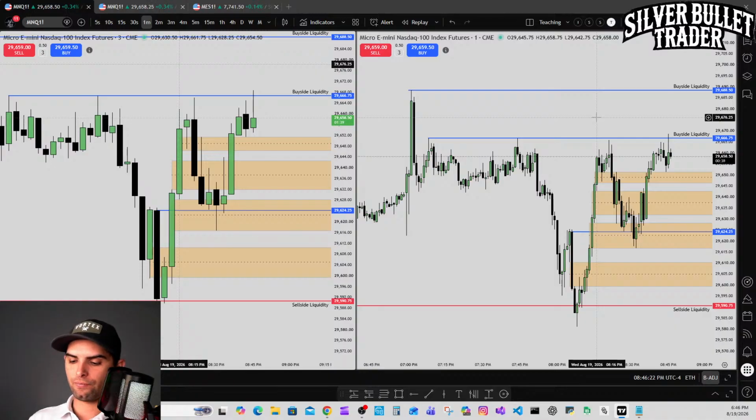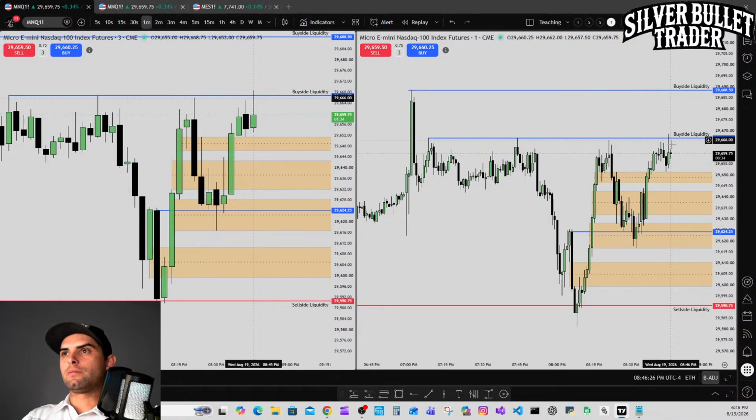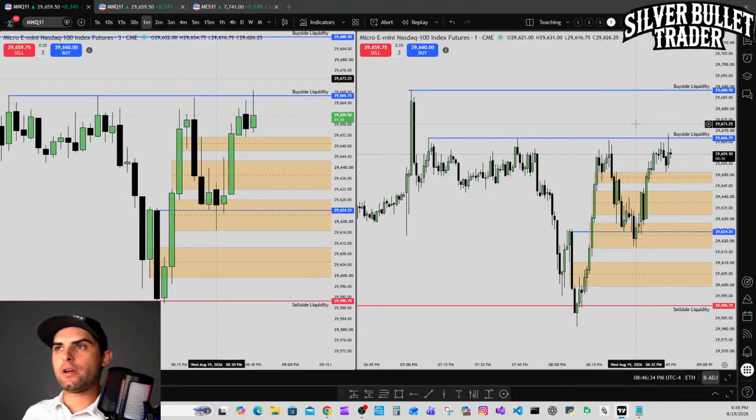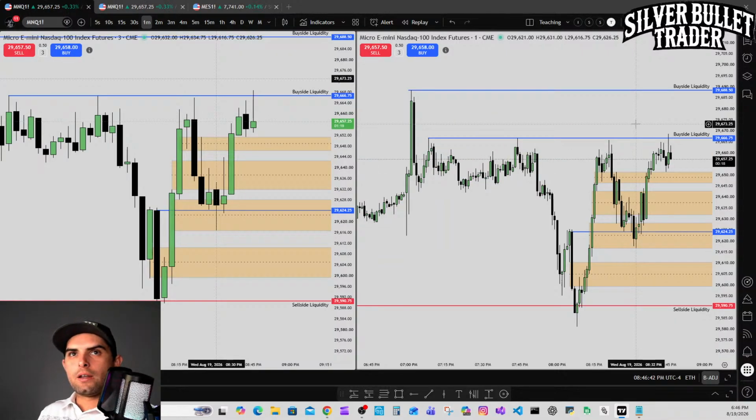And there it is. Just like that. Boom. A nice little pop up into that level. That's where we would have placed our take profit. And there you go. There's your target practice with the Silver Bullet methodology using ICT concepts. Nothing fancy.